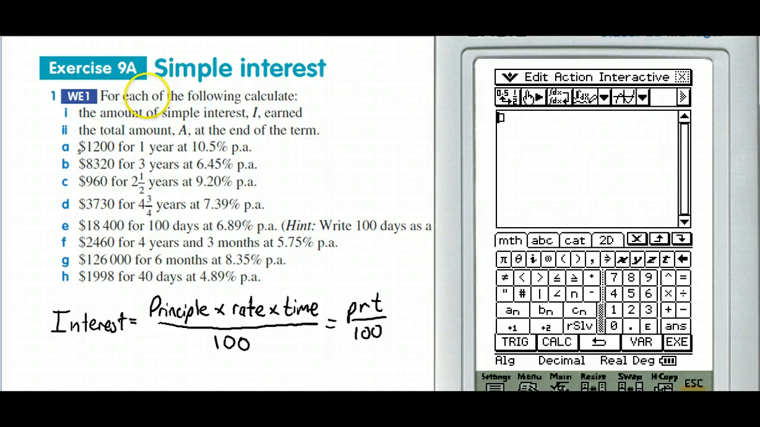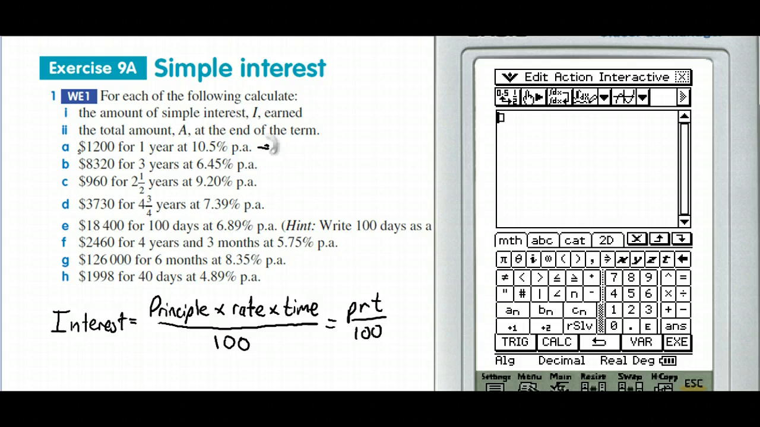Okay, in this video we're going to do some simple interest problems. So for question 1, for each of the following amounts, we need to calculate the amount of simple interest that's earned and the total amount A at the end of the term. Okay, let's do the first one here.